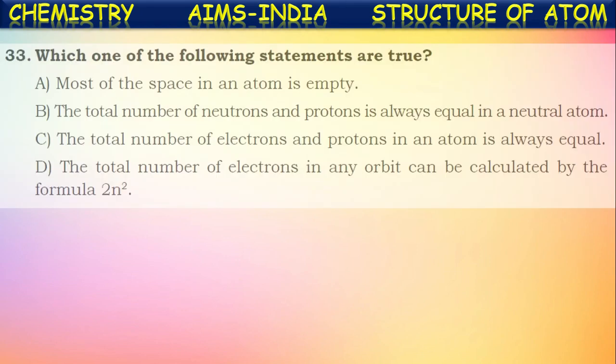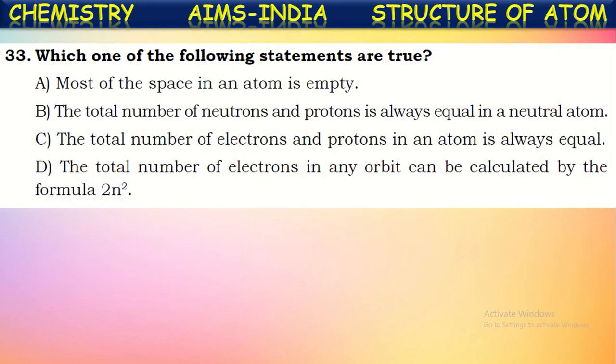See the next question. Which of the following statements are true? See the statements. First one: most of the space in an atom is empty. Yes, it is correct. Atoms have mostly empty space. Next: the total number of neutrons and protons is always equal in a neutral atom. Is it correct?